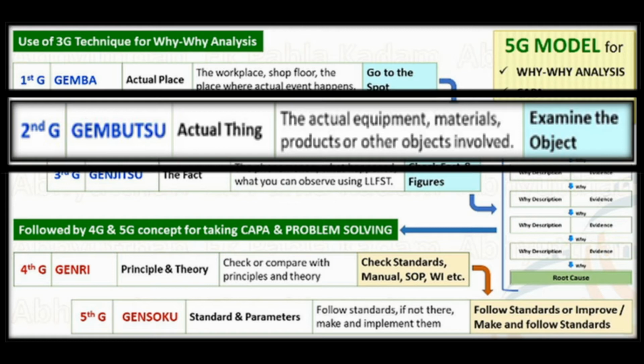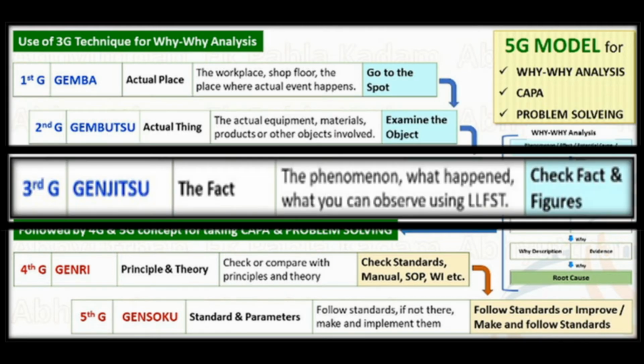Now come to the third level of this 5G model, which is genjitsu. Genjitsu means the fact. When you go to the actual things and examine how it happened, then go to the third level, the facts. What were the actual facts, like the phenomena, what happened, and what you can observe using the 5W1H technique. Check the facts and figures.